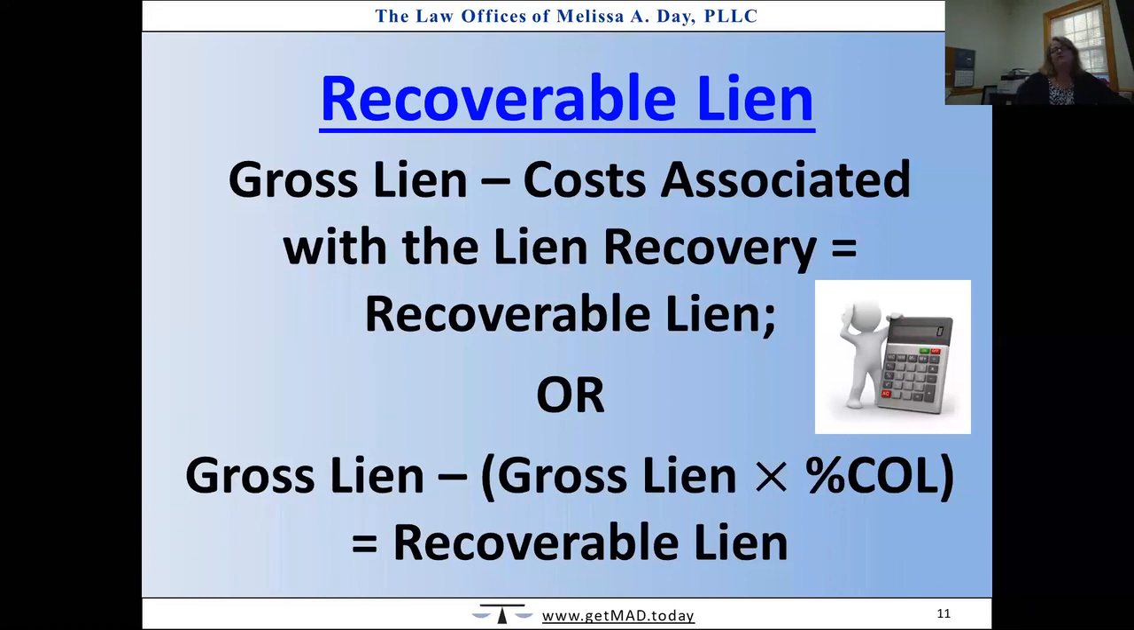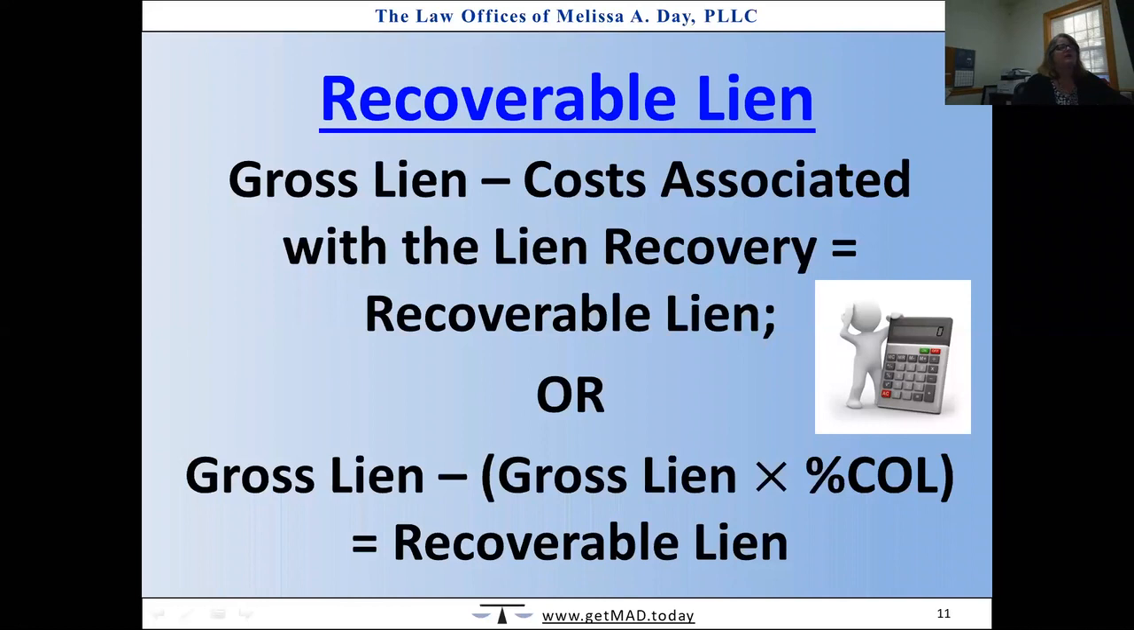So you're going to have to pay costs for your lien recovery in the same proportion that the plaintiff pays costs against the gross recovery. So because the plaintiff pays a cost of litigation for his or her recovery of around 33%, you're going to have to reduce your lien by the same percentage because you need to pay for the attorney's fees and the costs associated with recovering your lien.